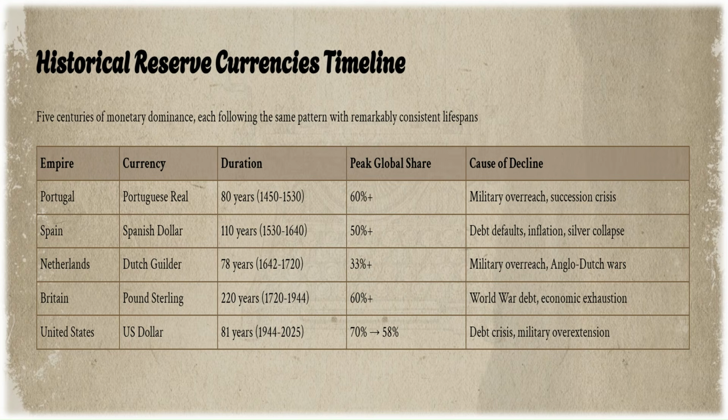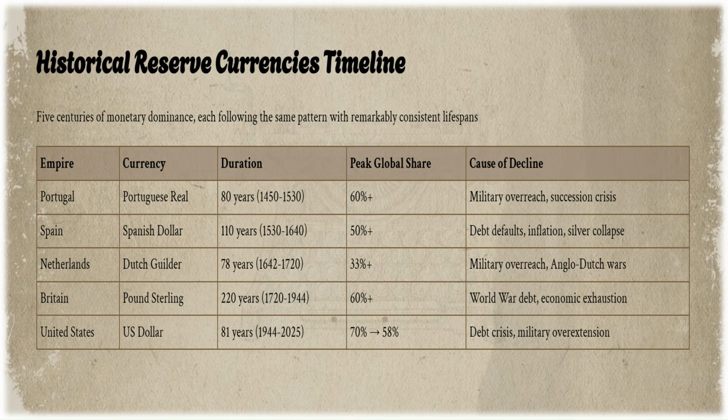The first stage is always the rise. A nation gains dominance through innovation, either in trade, finance, or military strength. The Portuguese mastered global navigation. The Spanish flooded the world with silver. The Dutch built a modern financial system. Britain, through its industrial revolution, shaped global trade. America rose through post-war industrial might and military strength.